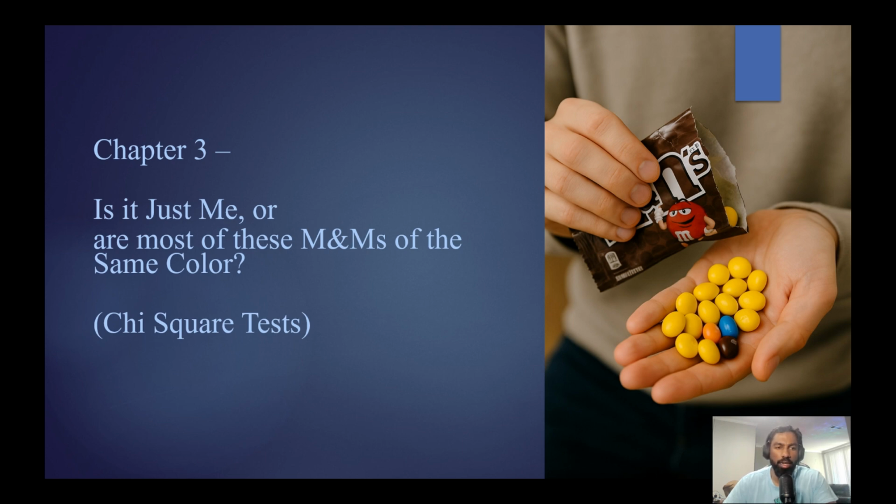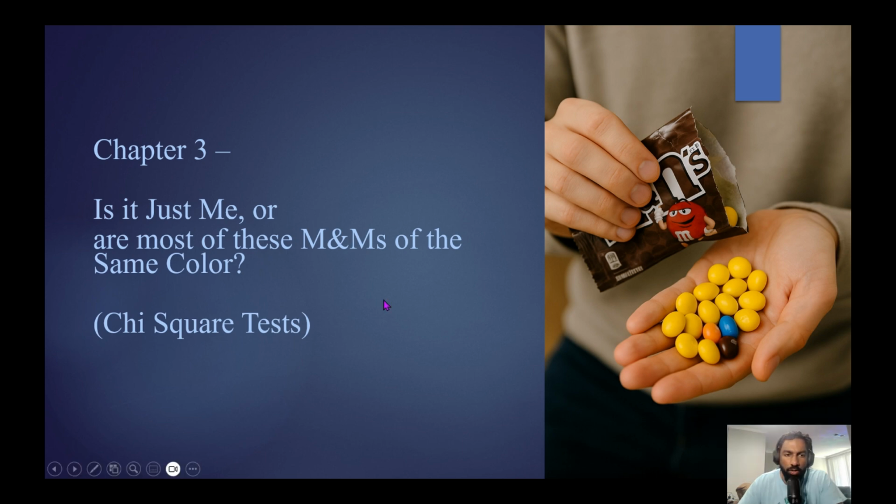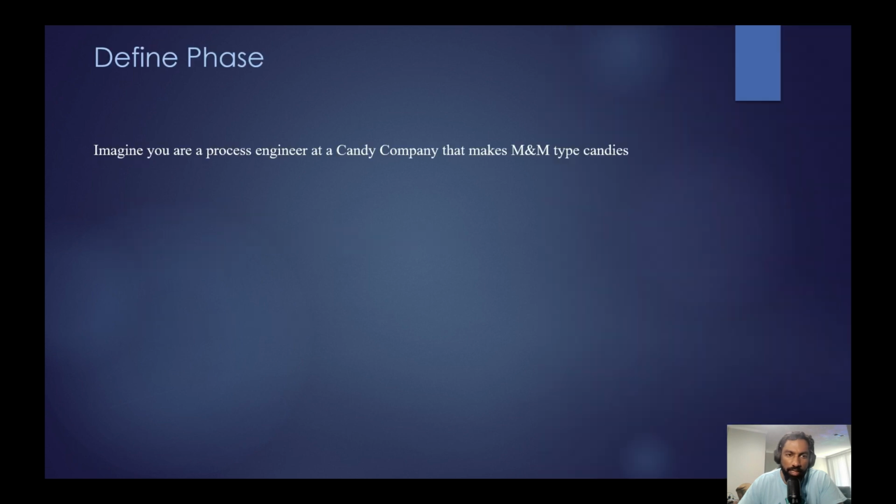Chi-square tests are fundamentally used to determine whether there is a significant difference between observed categorical data and an expected distribution. And we'll be looking at a case study today that covers exactly that. So let's move on to the first phase of the DMAIC process, the define phase for this case study.